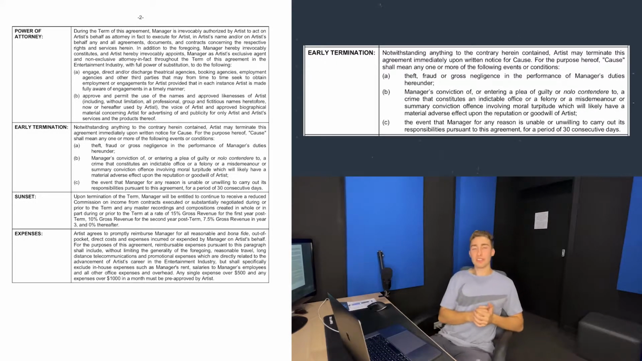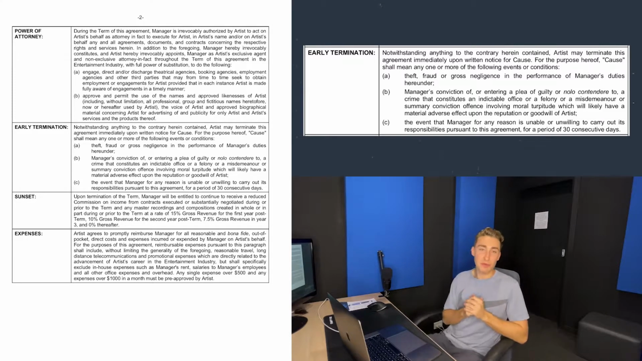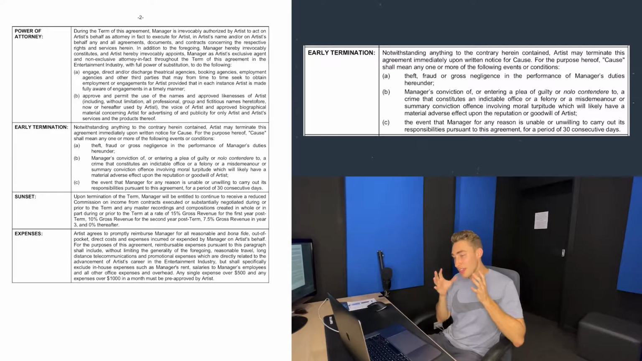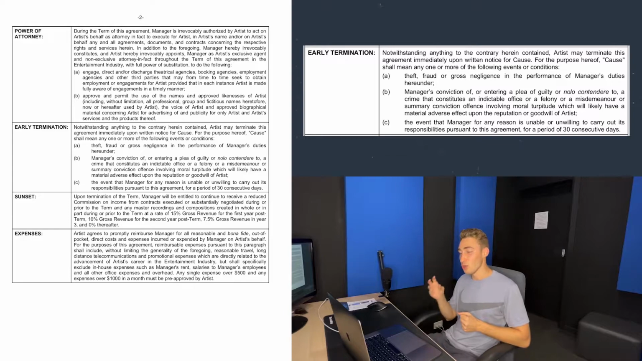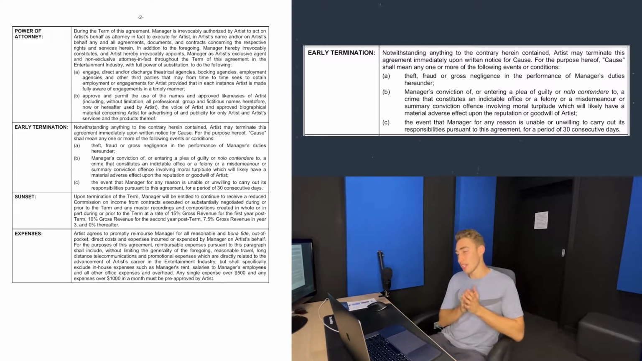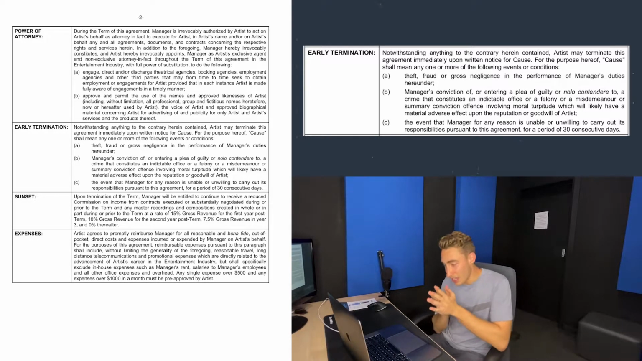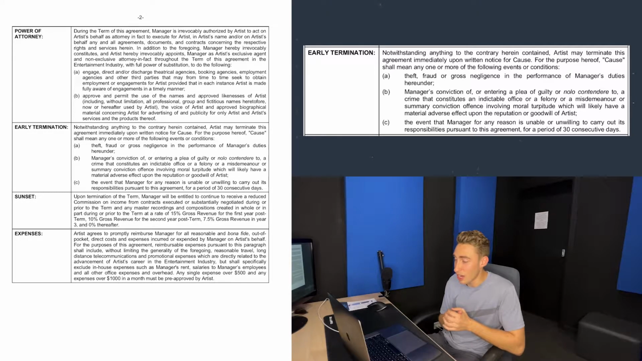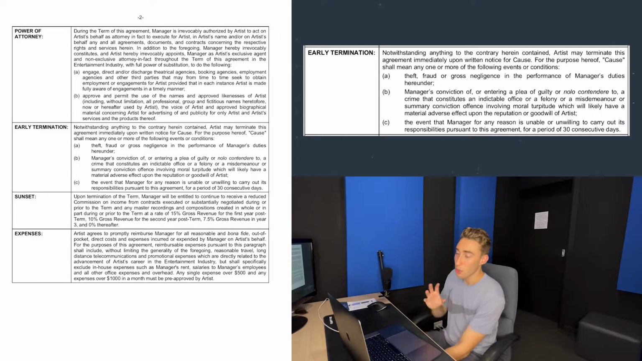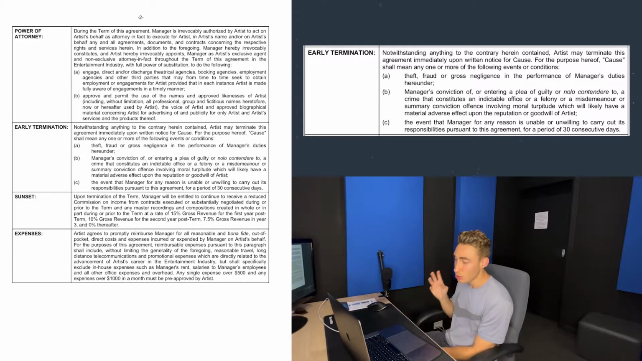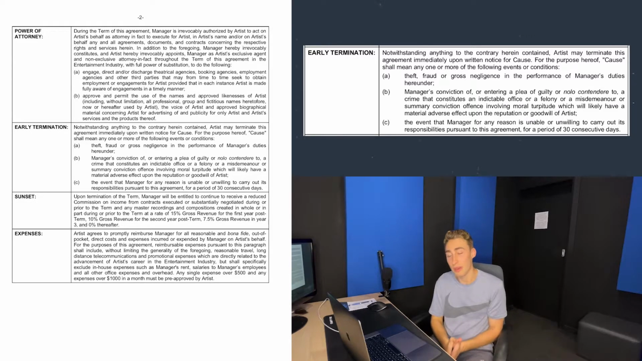Early termination. So what happens if the artist and management relationship doesn't work out? This is why this clause is within the contract. Essentially, it allows for the parties to get out of the contract in certain events. And in this section within this contract, it defines certain causes which allow the artist to terminate the agreement immediately.